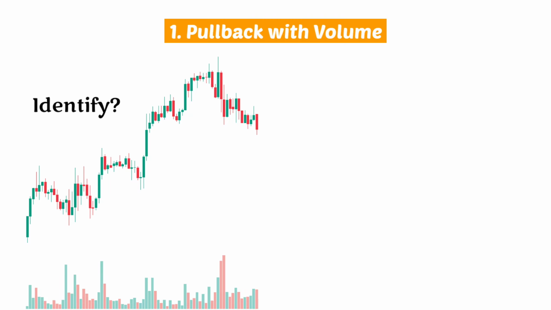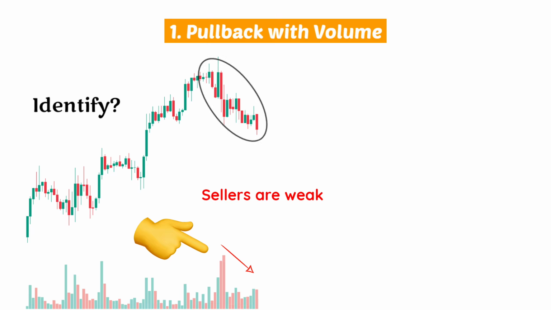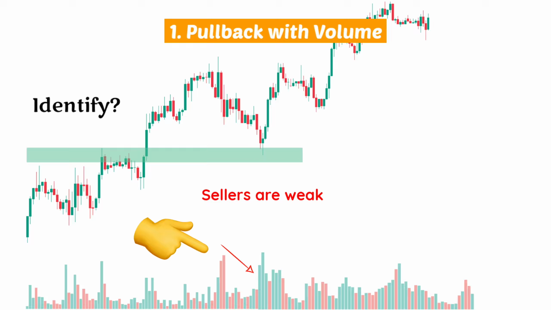When the market is moving upward and starts pulling back, pay close attention to the volume bars. If volume continues decreasing during the pullback, it indicates that sellers are weak and there isn't much selling pressure in the market. This represents a weak downtrend in terms of volume divergence. It suggests that the pullback is likely to be genuine.